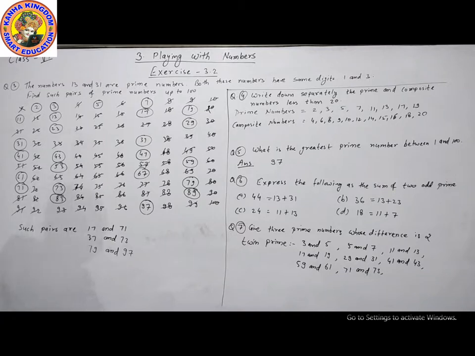These are the twin prime numbers. Let's begin from this question. Question number 3. The numbers 13 and 31 are prime numbers. Both numbers have the same digits, 1 and 3. Find such pairs up to 100. So we will draw a table from 1 to 100.